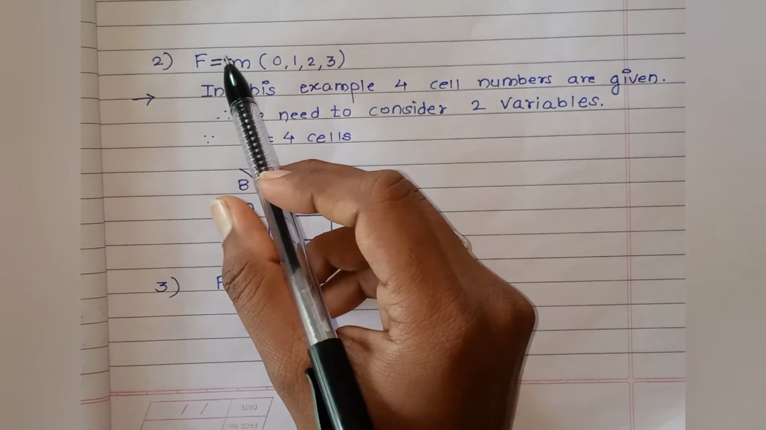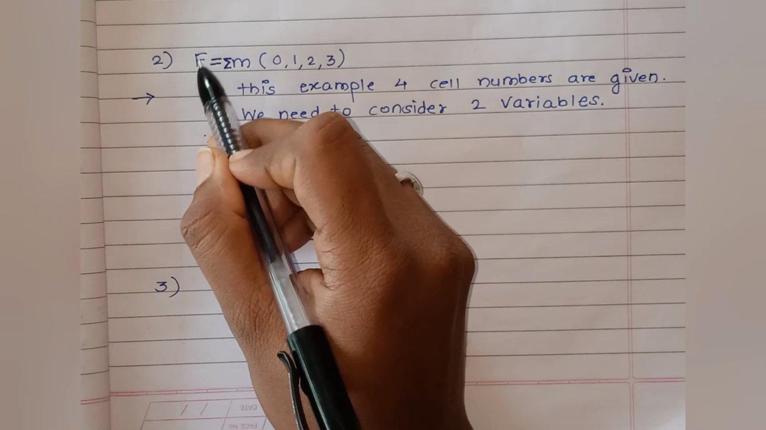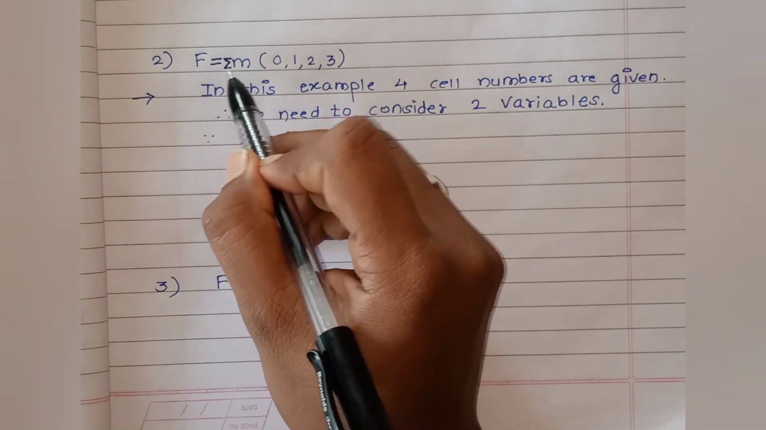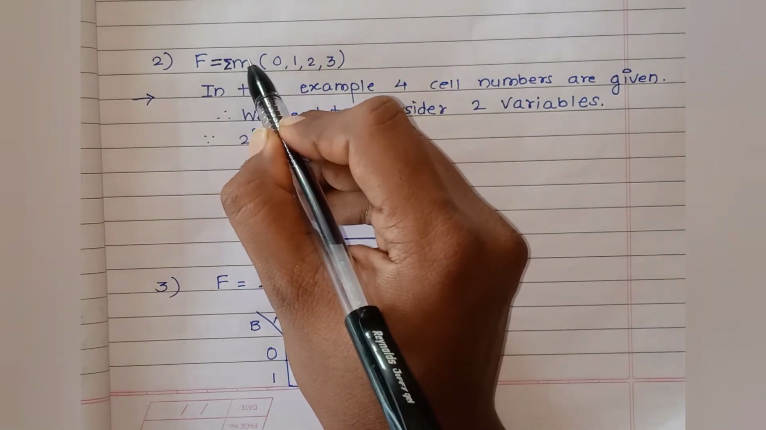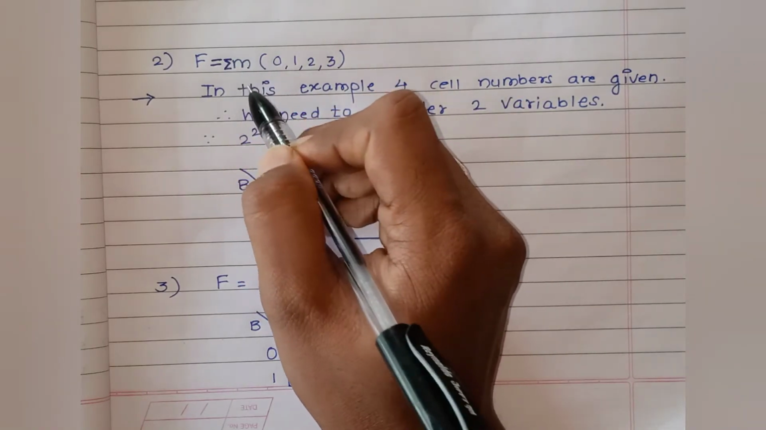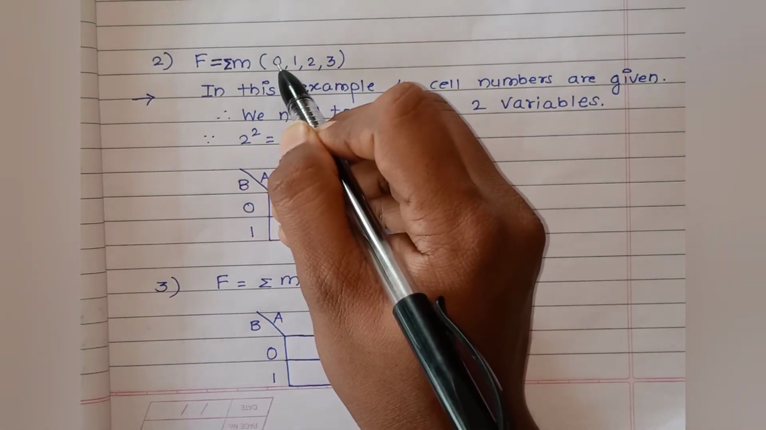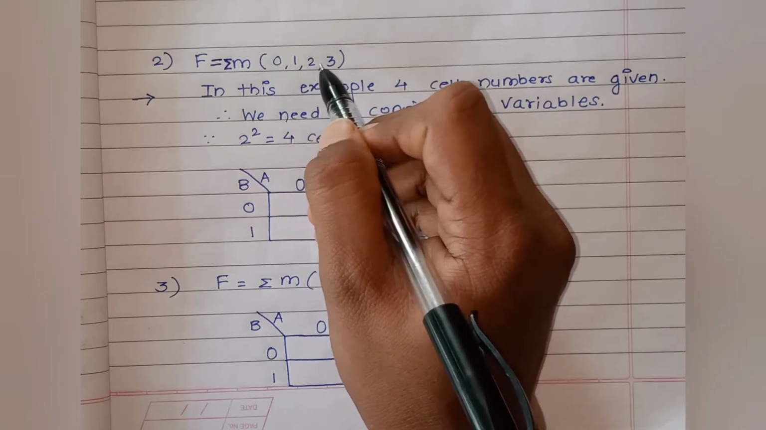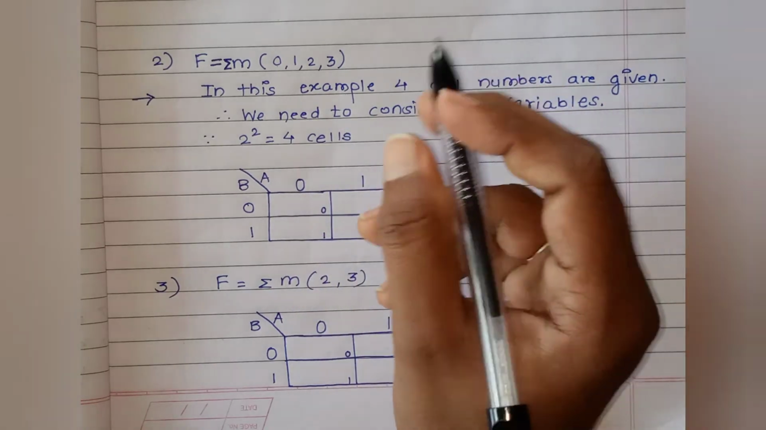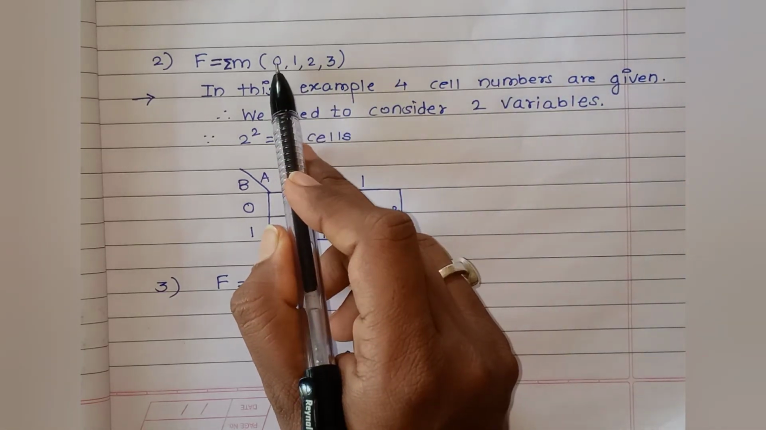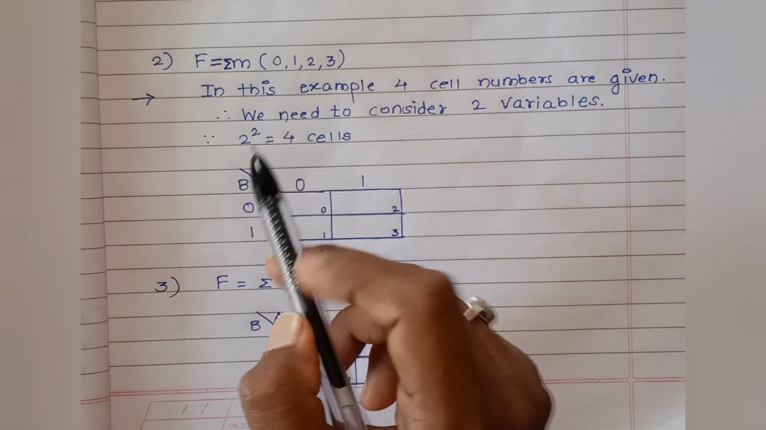Now we are going to study the second example based on two variable K-map. If you observe this, the equation is totally different. F is equal to summation of m inside the bracket 0 1 2 3. This summation of m means what? It is sum of product, okay, and the numbers inside these brackets denote the cell numbers, means 0 1 2 3. In the previous lecture I told you that after drawing the cells we need to give the cell numbers. So wherever the cell number is there, you need to put 1.